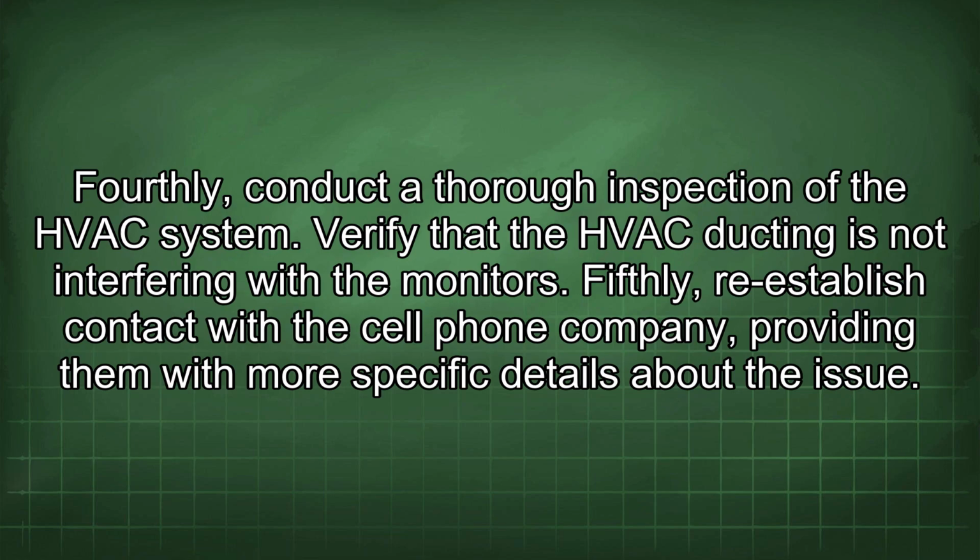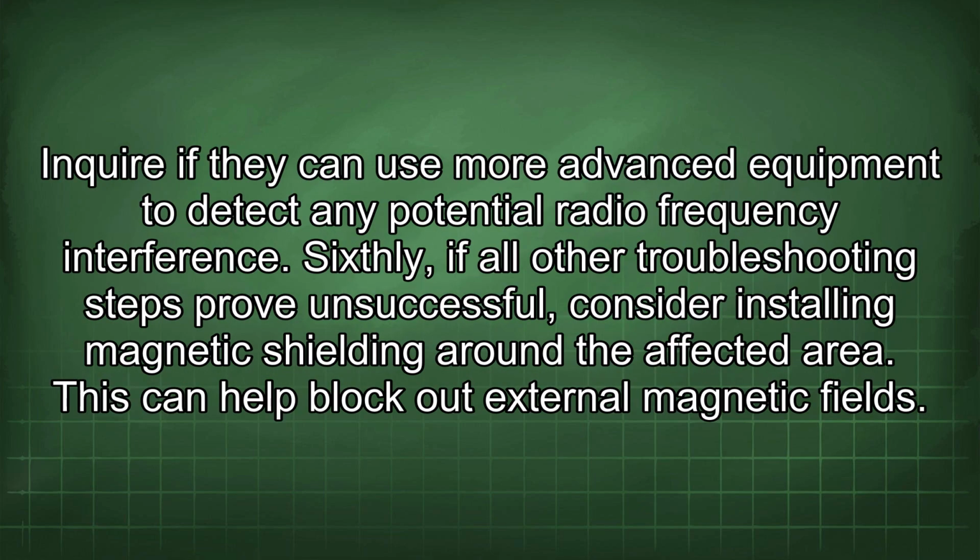Fourthly, conduct a thorough inspection of the HVAC system. Verify that the HVAC ducting is not interfering with the monitors. Fifthly, re-establish contact with the cell phone company, providing them with more specific details about the issue. Inquire if they can use more advanced equipment to detect any potential radio frequency interference. Sixthly, if all other troubleshooting steps prove unsuccessful, consider installing magnetic shielding around the affected area. This can help block out external magnetic fields.